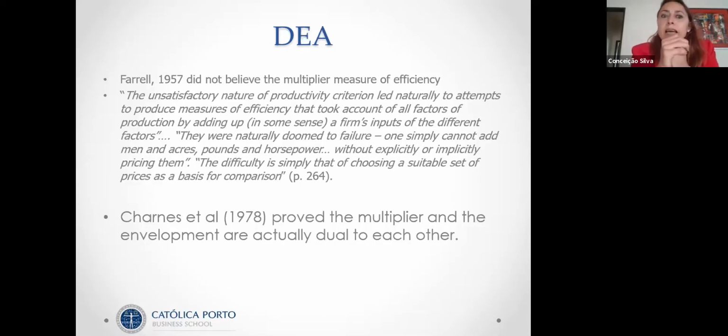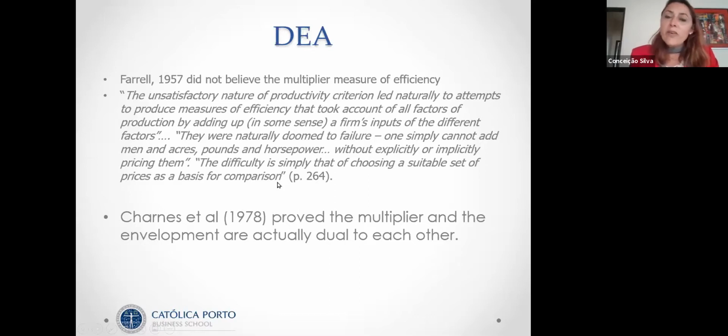It's interesting to notice that when Farrell developed this envelopment measure, he has a sentence in his paper where he disregards this multiplier version that was later developed by Charles Yeo. He says that the unsatisfactory nature of the productivity criterion led naturally to attempts to produce measures of efficiency that took account of all factors of production by adding up, in some sense, a firm's inputs of the different factors. They were naturally doomed to failure. One simply cannot add men and acres, pounds and horsepower without explicitly or implicitly pricing them. The difficulty is simply that of choosing a suitable set of prices as a basis for comparison.